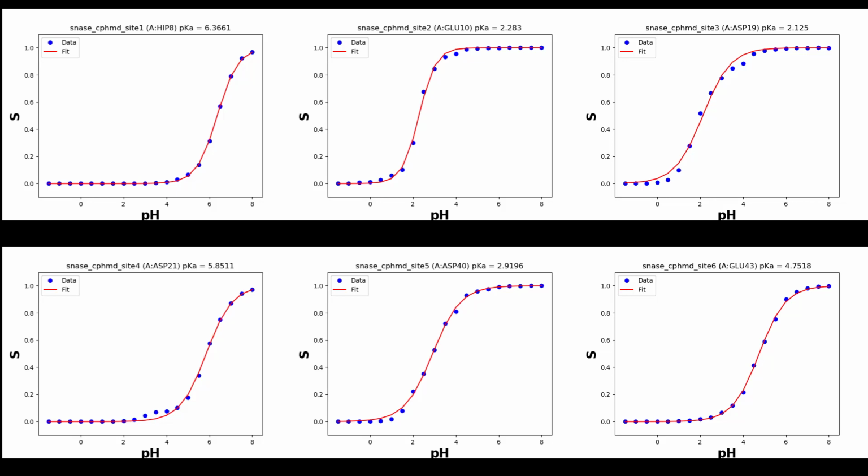The result is a set of titration curves for each titratable residue in the protein, and from these curves, the pKa value of the residue is extracted.